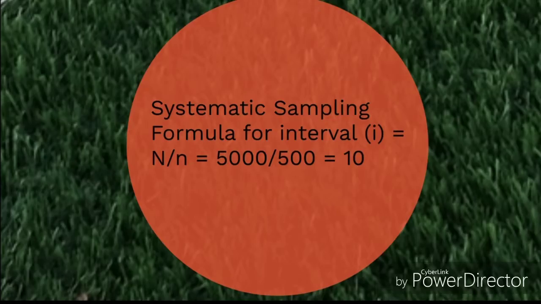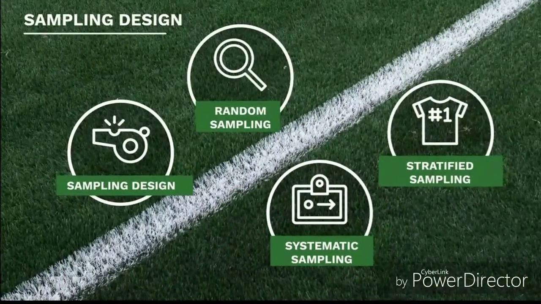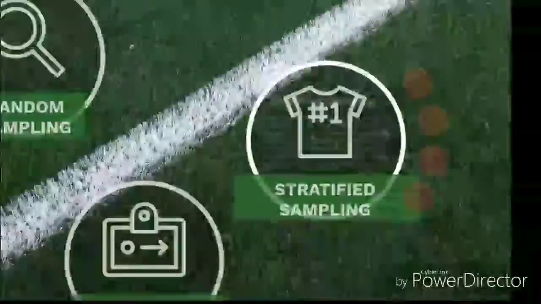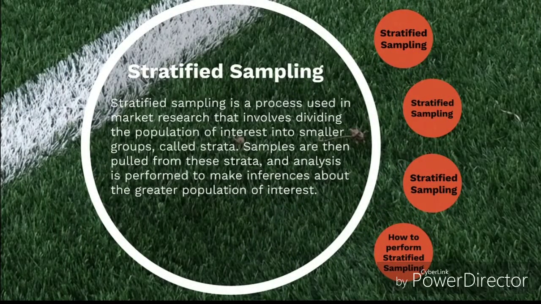Stratified sampling. Stratified sampling is a process used in market research that involves dividing the population of interest into smaller groups, called strata. Samples are then pulled from these strata, and analysis is performed to make inferences about the greater population of interest.